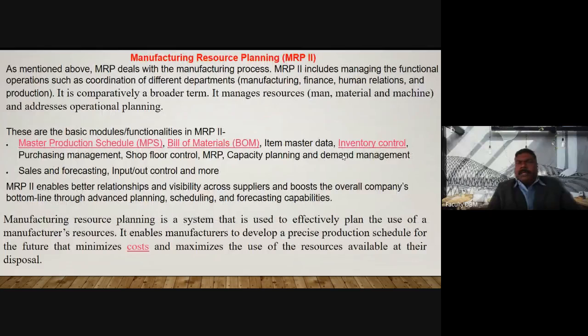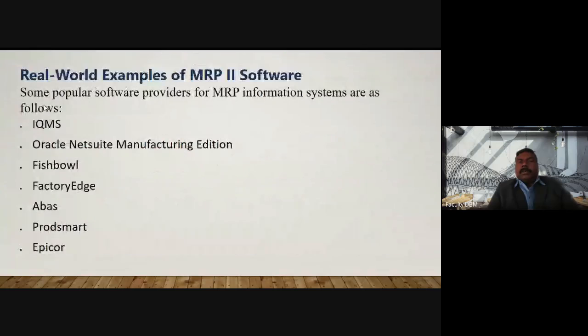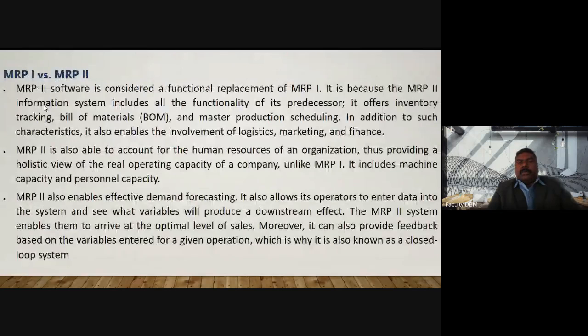Here we were saying that MRP2 includes managing functional operations, such as coordination of different departments: manufacturing, finance, human relations, and so on, with the involvement of logistics, marketing, and finance. MRP2 is also able to account for the human resources of the organization, thus providing a holistic view of the real operating capacity of the company, unlike MRP1. In MRP1, we don't have any scope of human resources because there we were concentrating more on material requirement planning, only the requirements.